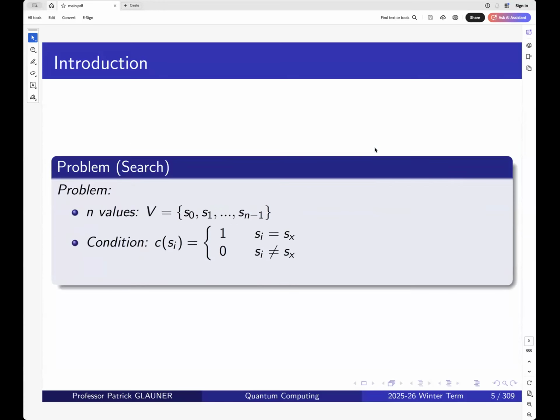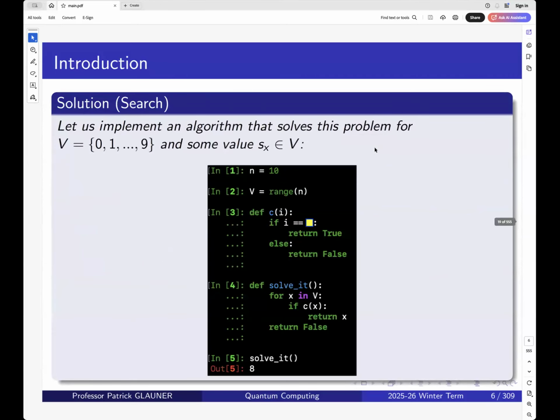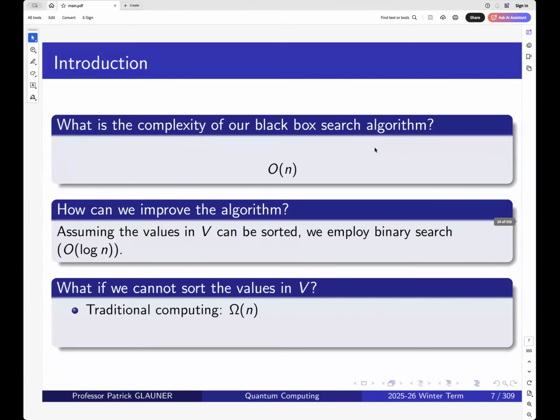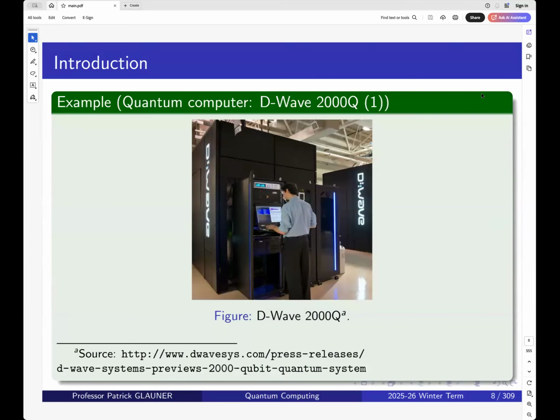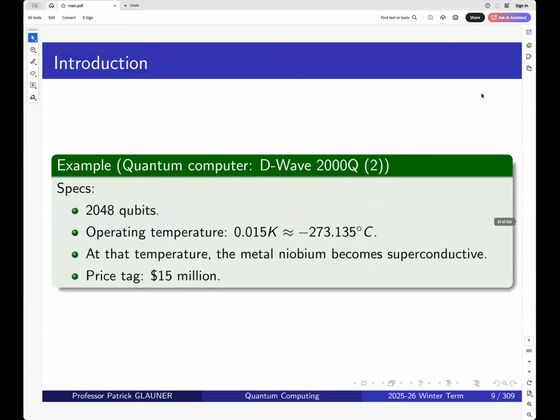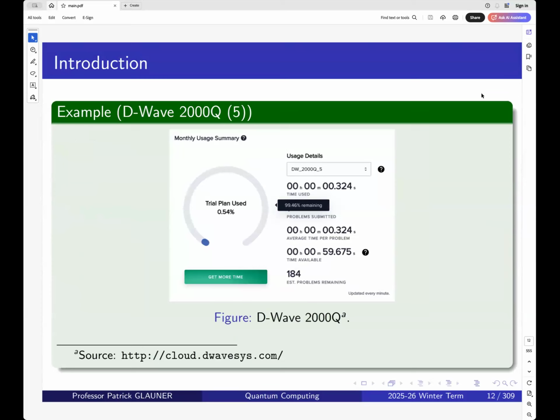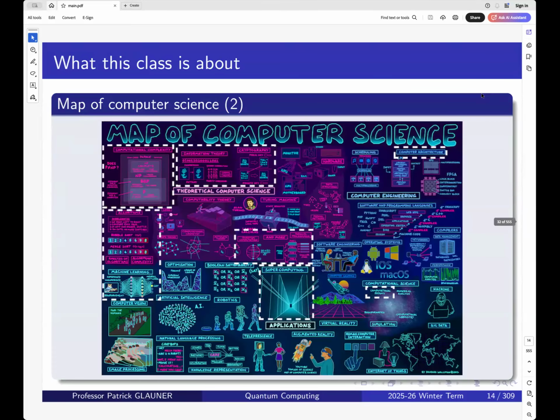We then looked into one example, which was the black box search, and we saw that with a traditional computer, this is O of n, and with a quantum computer, we can use the so-called Grover algorithm, something we will see in a few weeks, in which we can get a squared speedup by solving this problem in O of square root of n. We've looked at one possible architecture, the one that D-Wave offers. We'll be exploring more architectures in this course.